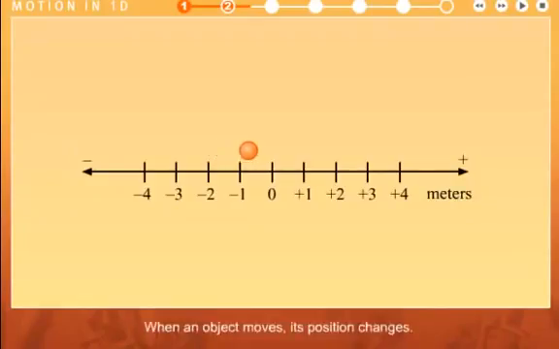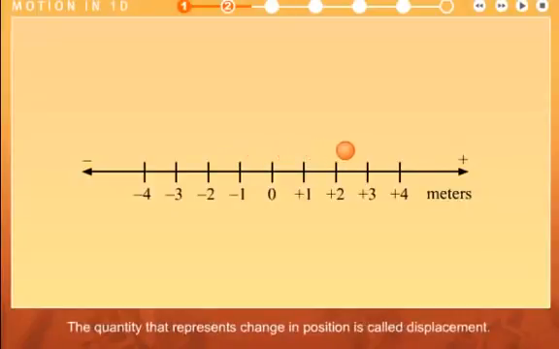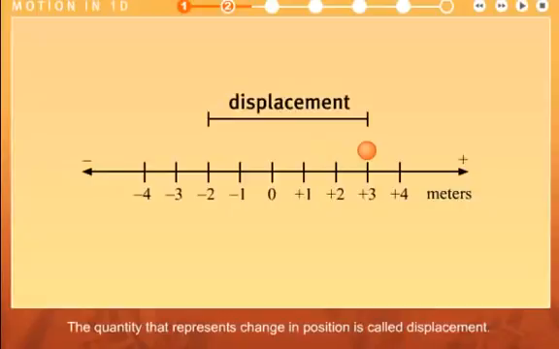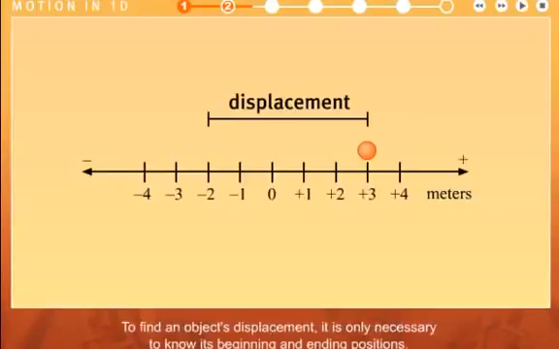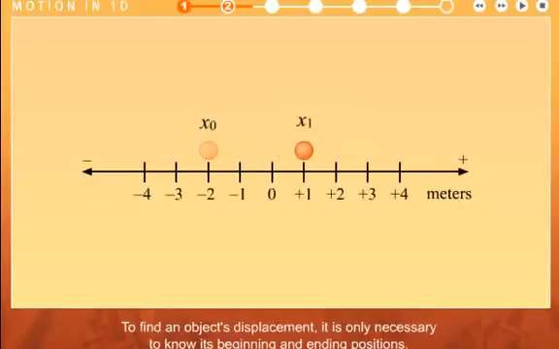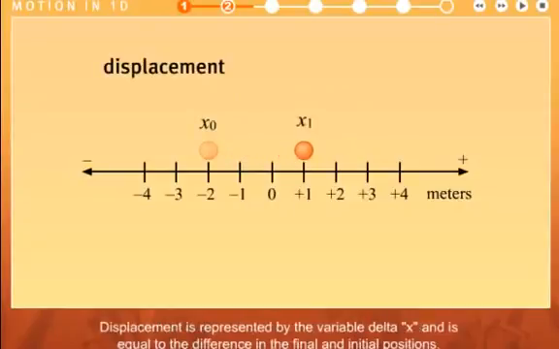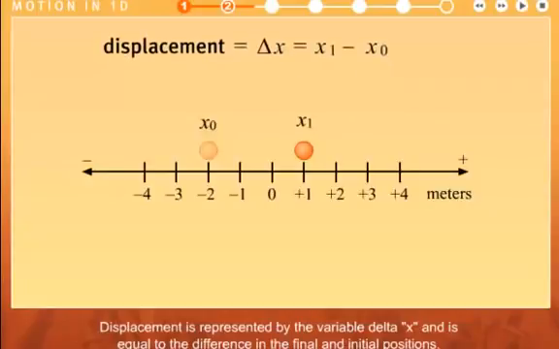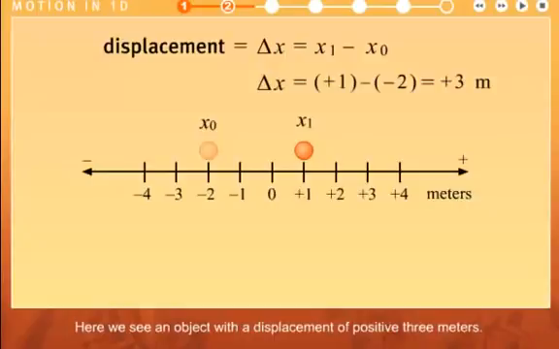When an object moves, its position changes. The quantity that represents change in position is called displacement. To find an object's displacement, it is only necessary to know its beginning and ending positions. Displacement is represented by the variable delta x and is equal to the difference in the final and initial positions. Here we see an object with a displacement of positive 3 meters.